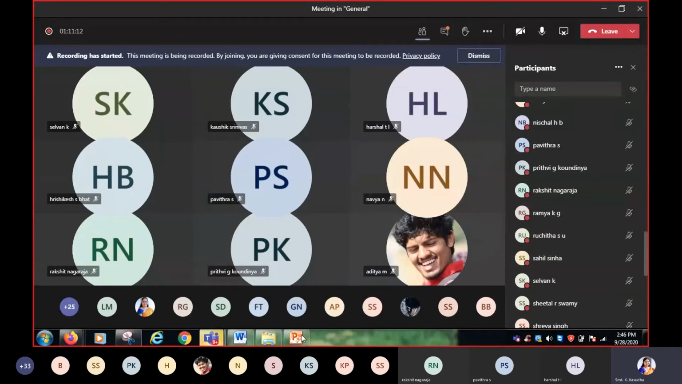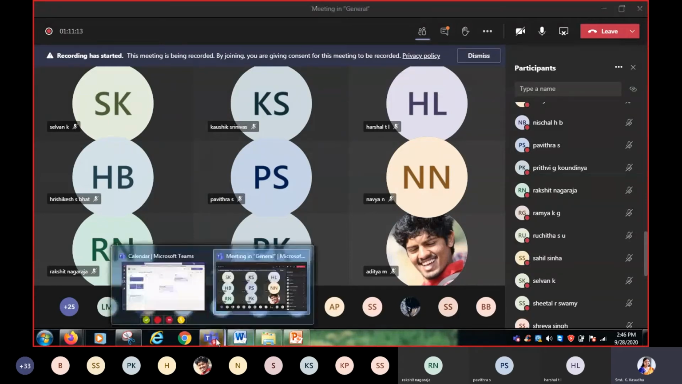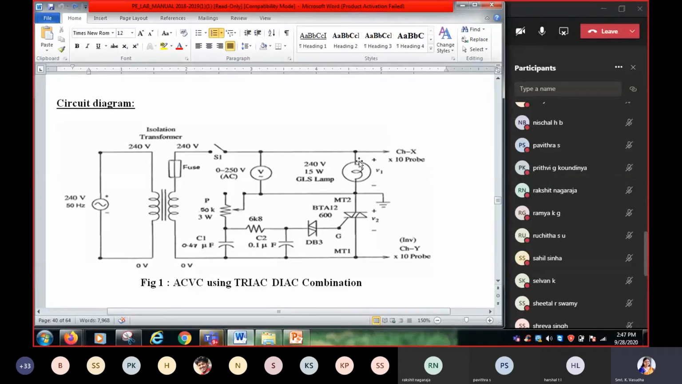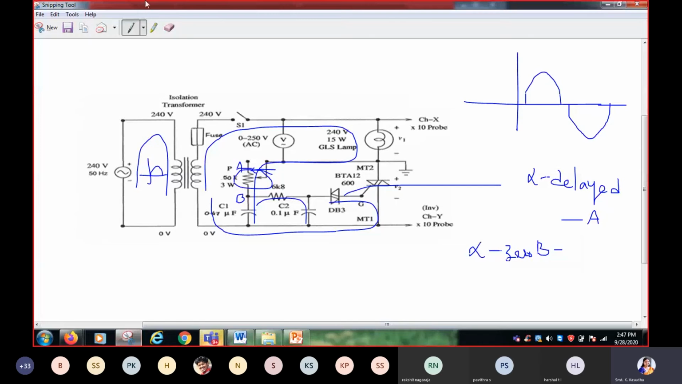Then in place of the RL load, we will be using a practical inductor and resistance. We will replace the practical inductance and resistance with a bulb, and we will be noting down the values.